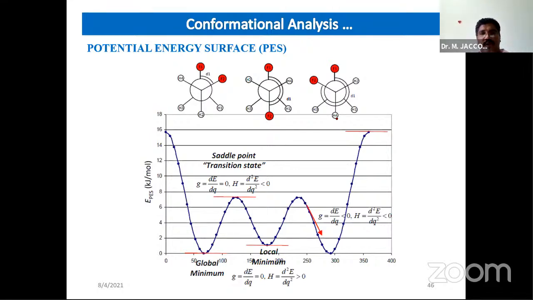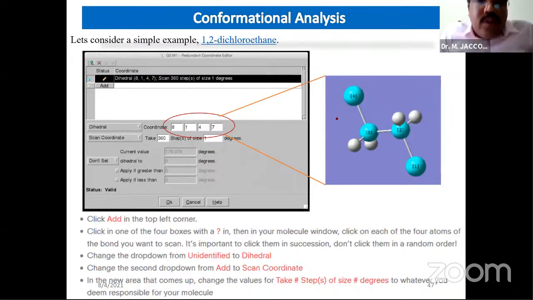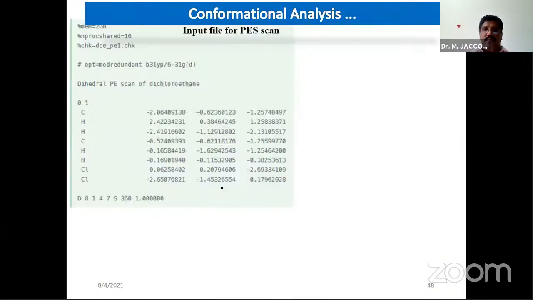Everyone has studied this in your MSc. When you study stereochemistry, cyclohexane, ethane, butane, dichloroethane, those molecules, you studied the conformational isomerism, especially eclipsed, staggered, anti-staggered, everything. To do the conformational analysis, we can do the potential energy surface scan by using the four atoms responsible for rotating the bond, fix those, then take 360 degrees and perform the scan at each 10 degrees.